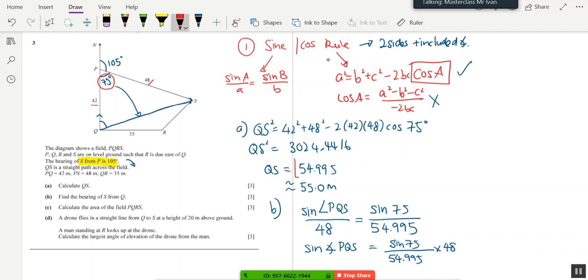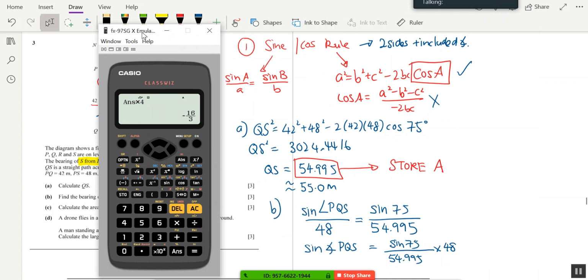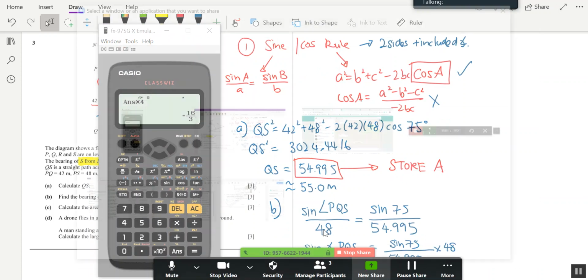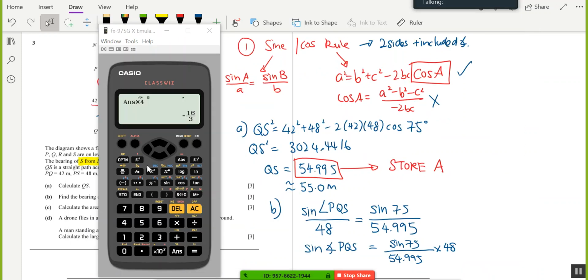At this point of time, after you do the first one, QS, you should store this to A. Remember how to store? Use your calculator. What you are going to get is the square root of 3024.4416 something. This should be your answer, something close to that.